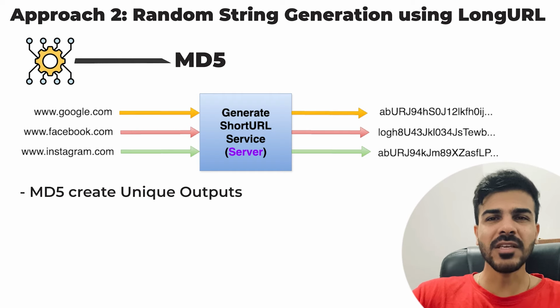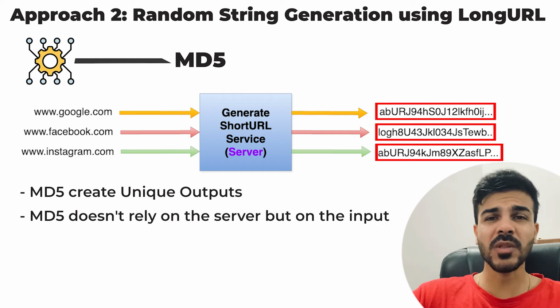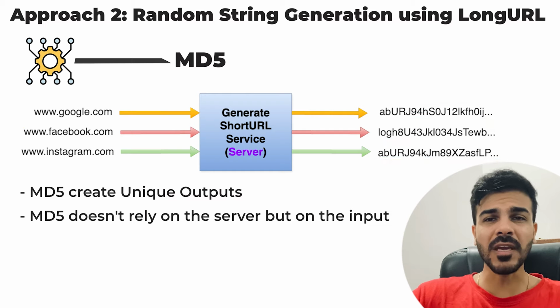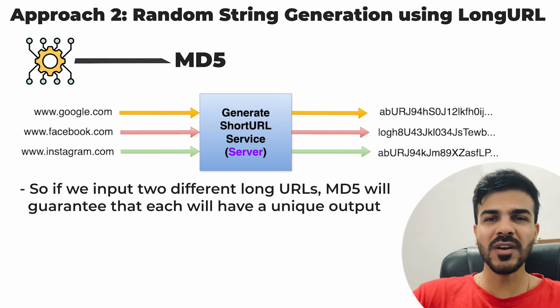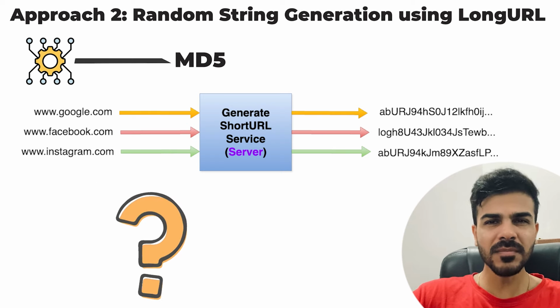MD5 creates unique outputs, not based on the servers, but based on the input. So if the input passed is different, irrespective of the server where the algorithm is run, the output will be different. So if we input two different long URLs, MD5 will guarantee that each will have a unique output, meaning no two long URLs will ever get the same result. Have we solved the problem?